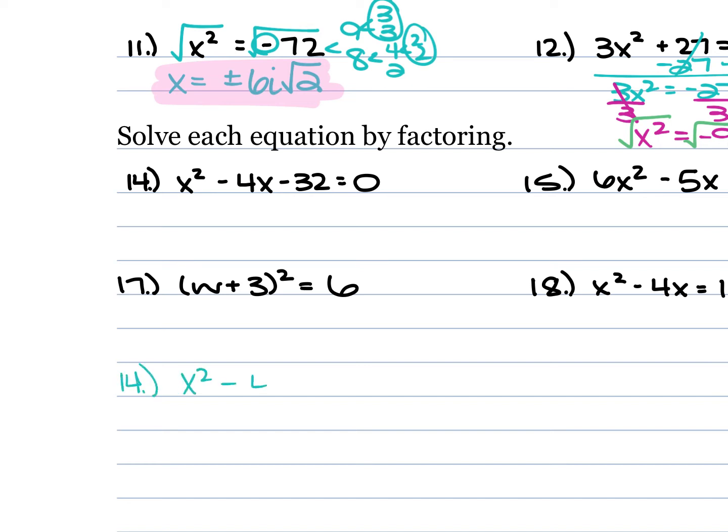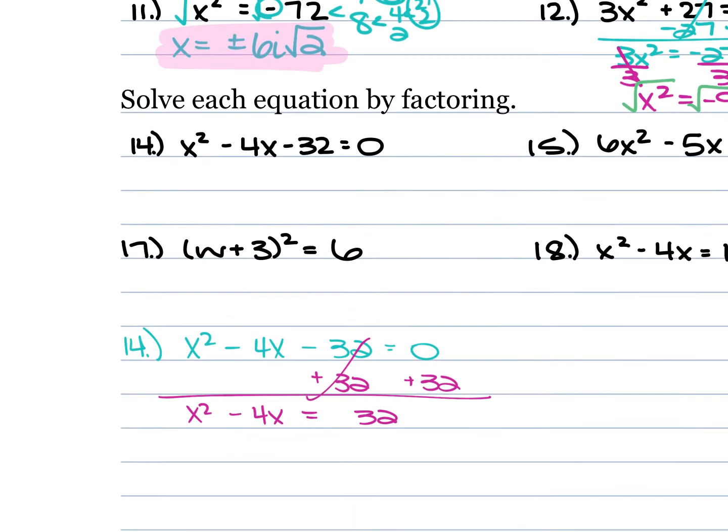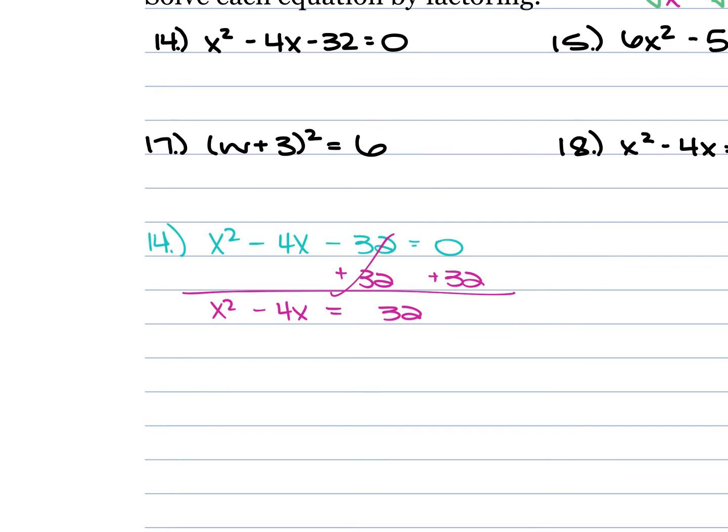x squared minus 4x minus 32 is equal to 0. We're going to first move your constant over by adding it to both sides. This gives us x squared minus 4x is equal to 32. In order to find your new c term, you're going to take your b term, which is that negative 4, divide it by 2, and square it. That gives you negative 2 squared, which is 4.